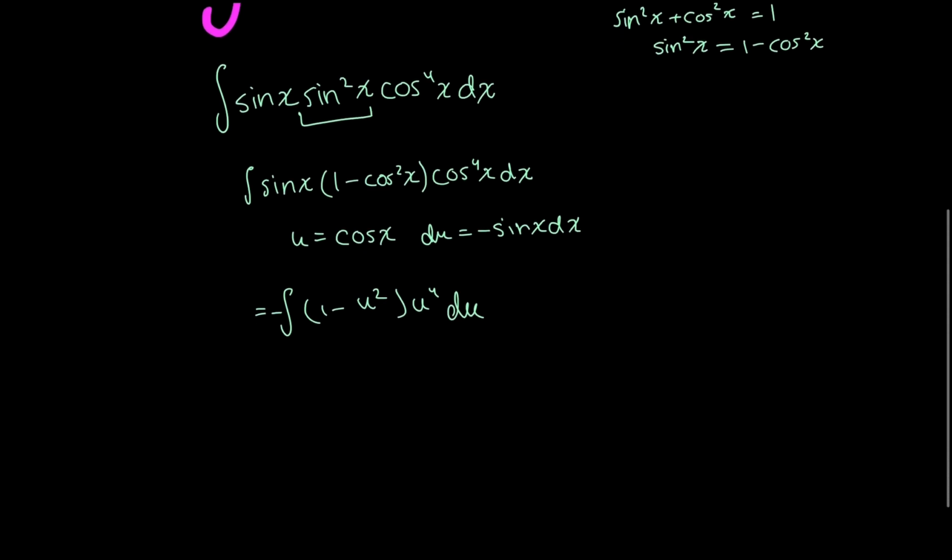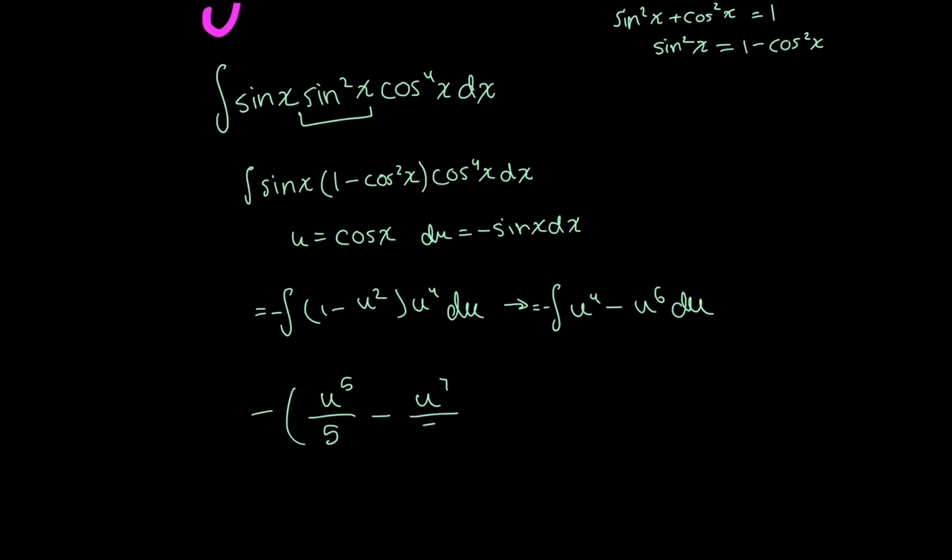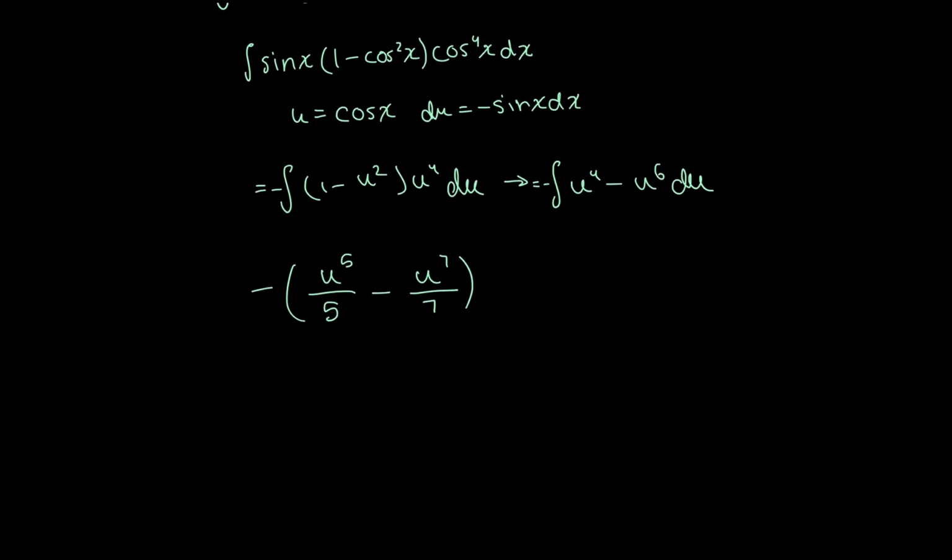And now I could distribute that u to the power of 4 in, so that my integral looks like u to the power of 4 minus u to the power of 6 du. And now I could just apply the power rule, and I would get negative u to the power of 5 divided by 5 minus u to the power of 7 divided by 7, right? Because I'm just adding 1 to that power and dividing by that new power. And now, of course, plus c.